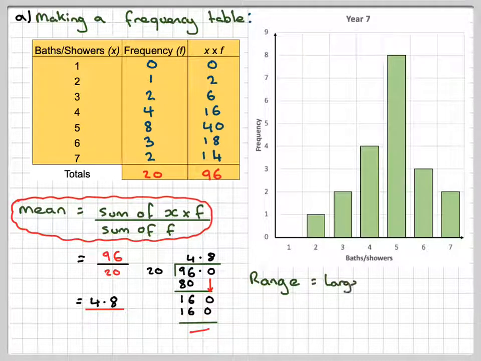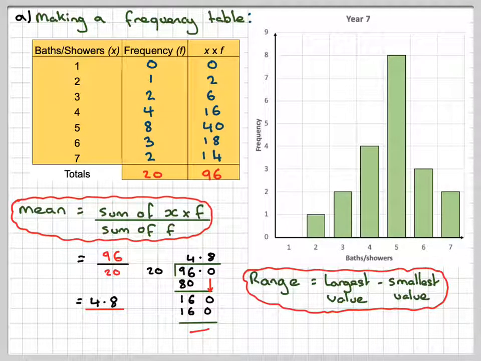The range is the largest value minus the smallest value. So the largest value is 7. The smallest value is 2. And therefore the range will be 5. And this tells me how the data is spread out. On its own, it doesn't mean very much.